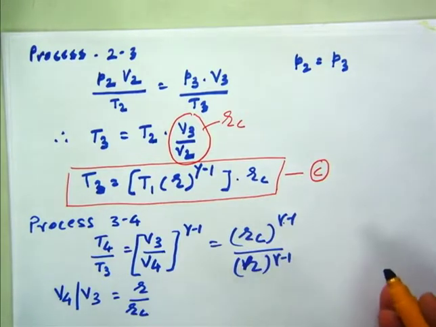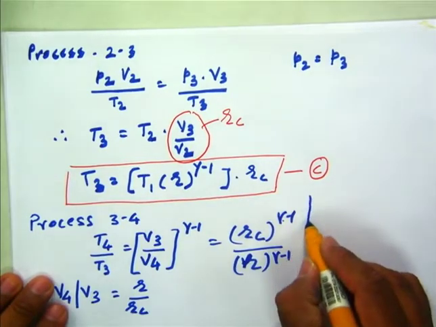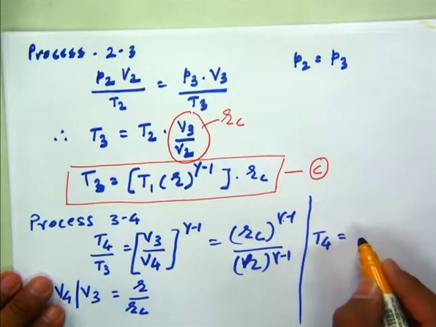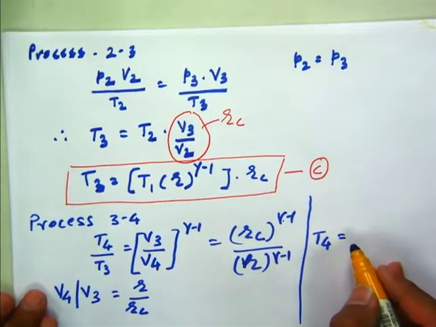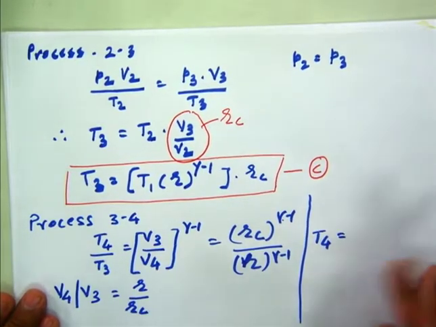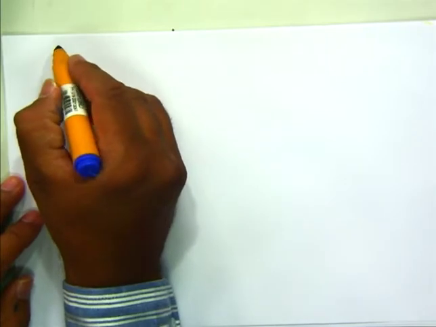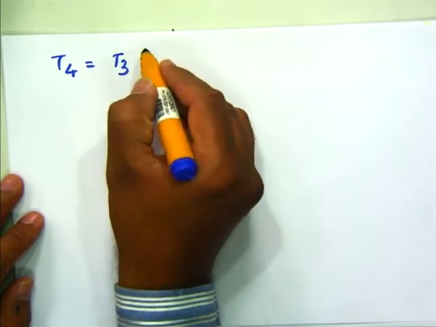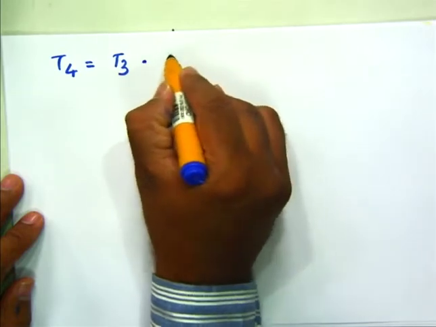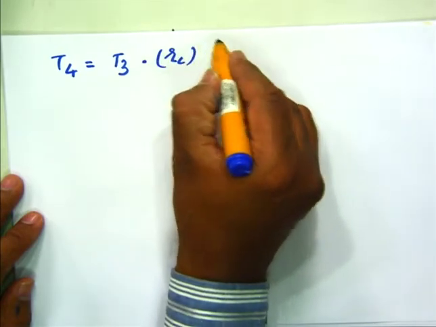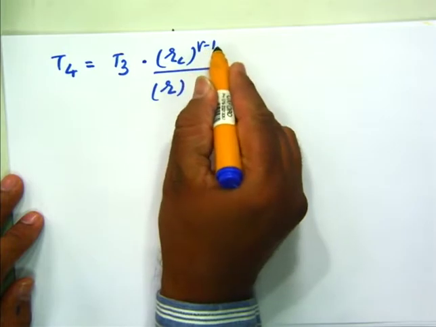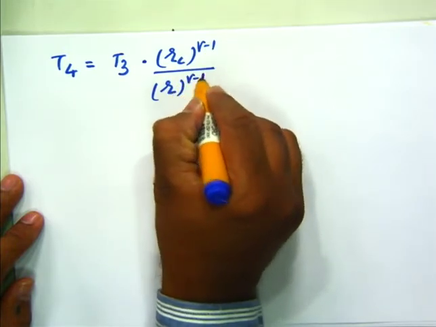Right. So here you can write, taking T3 to the other side, T4 is equal to T3 into cutoff ratio RC raised to gamma minus 1 upon compression ratio R raised to gamma minus 1.